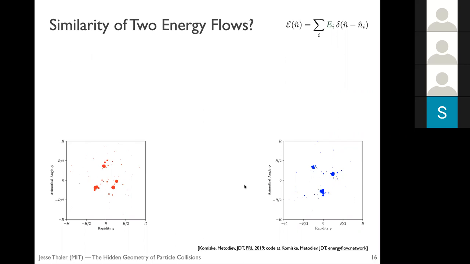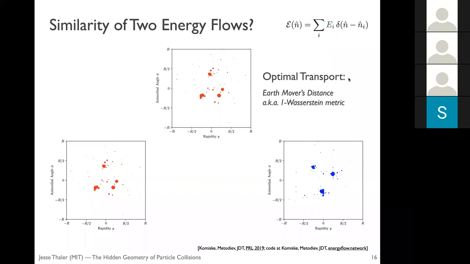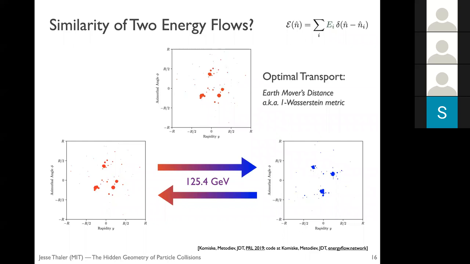There's a whole literature in geometric data processing for talking about the similarity of energy flows, and it goes under the name of optimal transport. There's a concept called the Earth mover's distance, or the one Wasserstein metric, which says that the similarity of two energy flows can be quantified by how much work, in quotes, you'd have to do to rearrange one energy pattern into the other. So let me run this movie again.